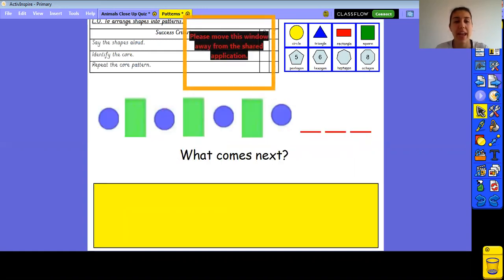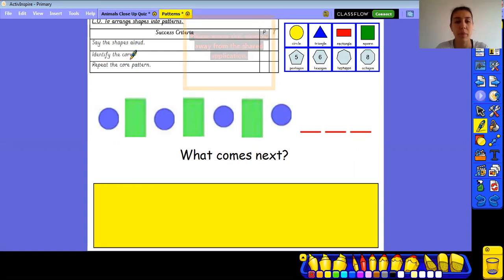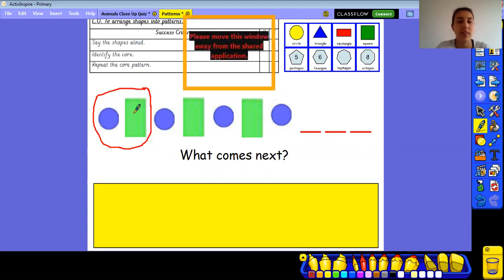What we're going to do is we're going to say the shapes aloud. So circle, rectangle, circle, rectangle, circle, rectangle, circle. Now, hopefully you already know in your head what is about to come next, but I just want to talk to you about identifying the core. So what I tend to do if I'm identifying the core is I tend to group my first two shapes together like this. Circle, rectangle. So that means that the next two must also be circle, rectangle.